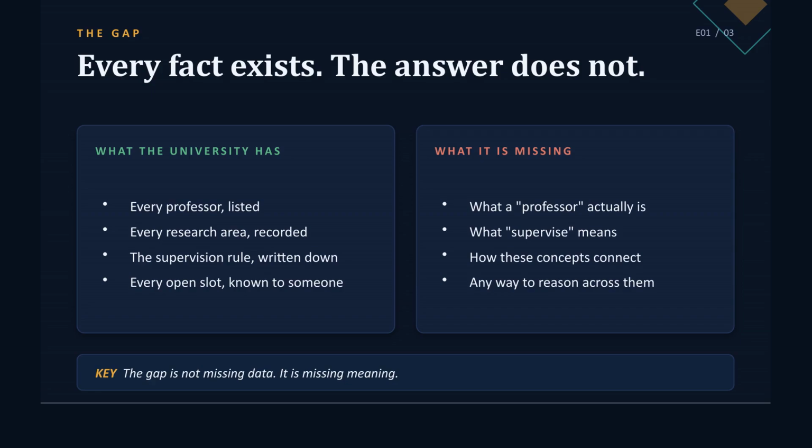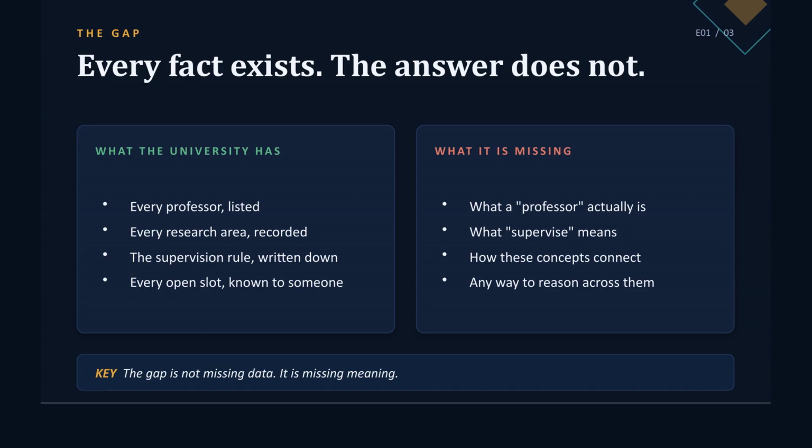Now notice something genuinely important here. Nobody in this story is missing any information at all. The university already holds every single fact it needs, written down somewhere. And yet the machine still cannot answer, because nowhere does it actually know what a professor is, what the word supervise means, or how any of these things connect to one another. The data is entirely present. The understanding is entirely absent.